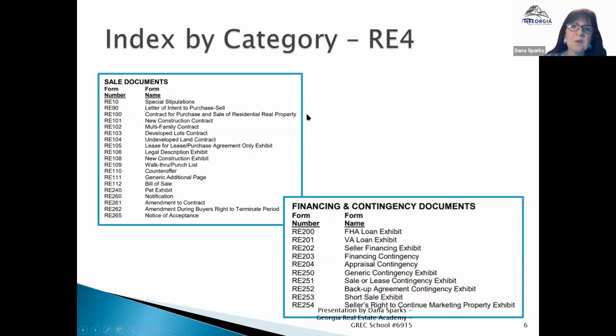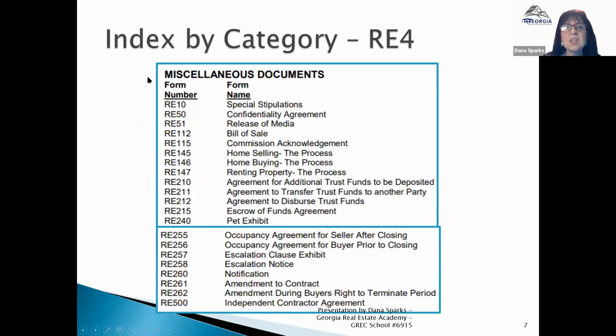Then continuing on with the index by category, the RE forms has several sale documents, financing and contingency documents, and miscellaneous documents. So you will see the form number that is attached to the actual form name. You have access to this index, it's RE4, wherever you go in and get your contract forms, whether that be through Remind Docs Plus on FMLS or through Transaction Desk on Georgia MLS. If you are with a brokerage that supplies your contracts through .loop, and your broker has not uploaded the RE Forms contract package in your .loop, you still can just log into Georgia MLS outside of .loop and go to Transaction Desk, or log into FMLS outside of .loop and look at the Remind Docs Plus, and you will see these packages where you can get these forms.